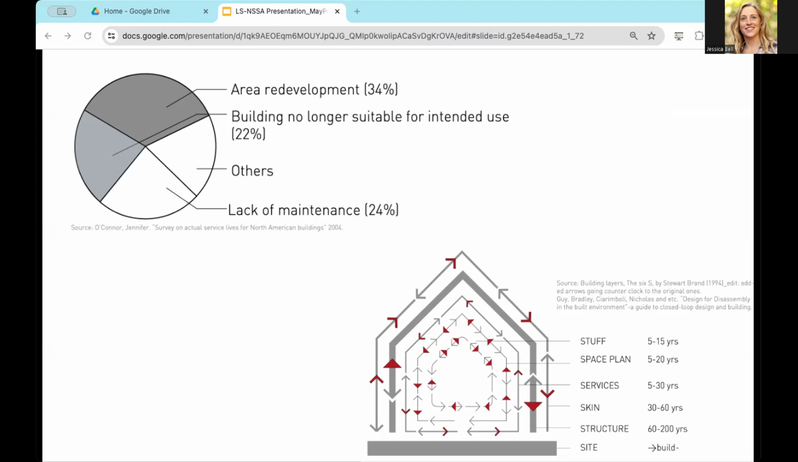Also, building parts all have their own life expectancy, so they don't all line up together to get old at the same time. So that was also another problem. There's a discrepancy in the longevity of each part.